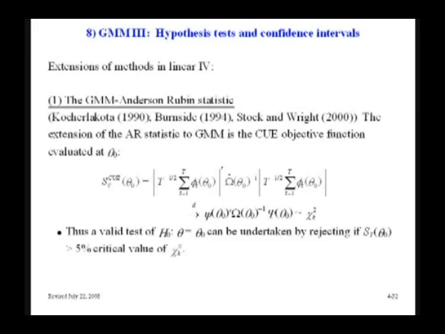You can also construct confidence sets. And so the way you would construct confidence sets is by considering the set of values of theta for which you fail to reject using this GMM Anderson-Rubin statistic. And that's going to be a valid 95% confidence set for the true parameter values. And that's true no matter how strong or weak the instruments are.